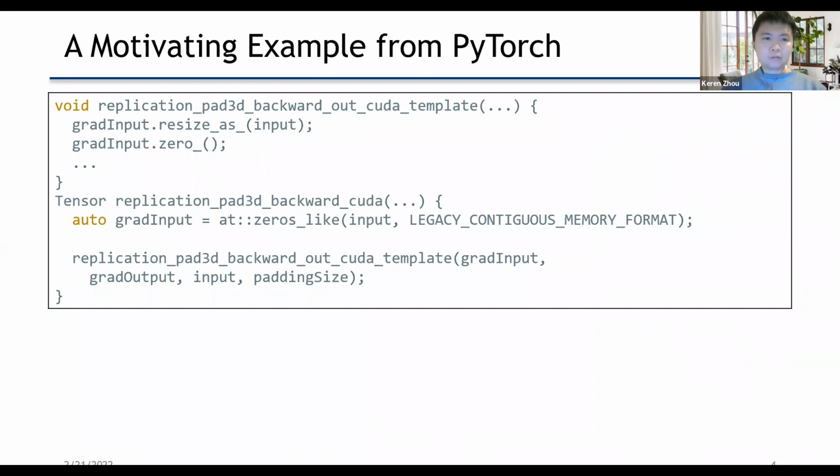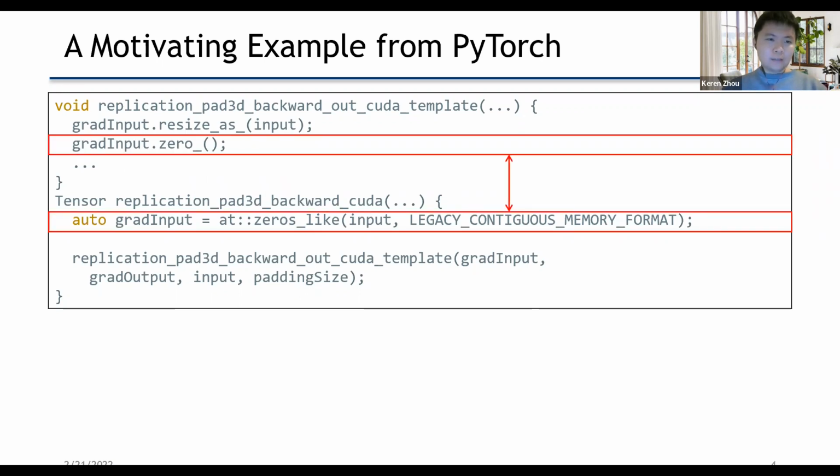To further demonstrate the problem, here's a motivating example from PyTorch. In this code snippet, there is a replication_pad3d_backward_cuda function. At the beginning of the function, we initialize a grad_input array using at::zeros_like. This function is going to initialize an array and then set all the elements on the array as zeros. Then we call another function, backward_out_cuda_template. In this function, again, we set the grad_input array with zeros.